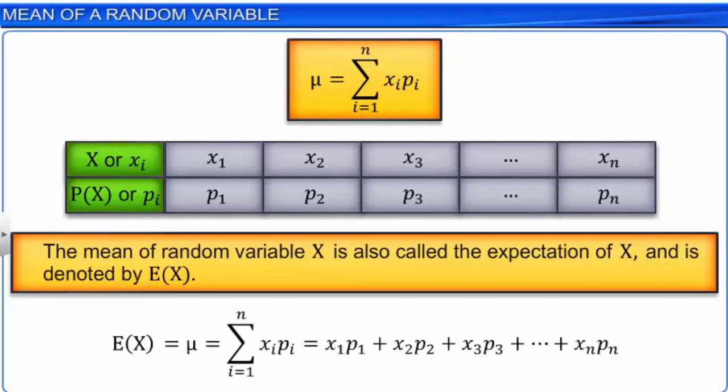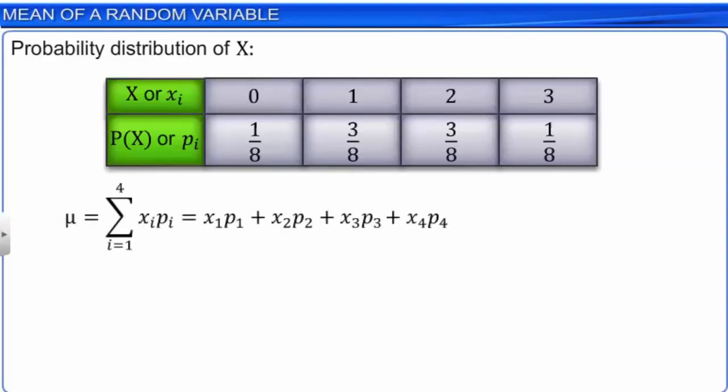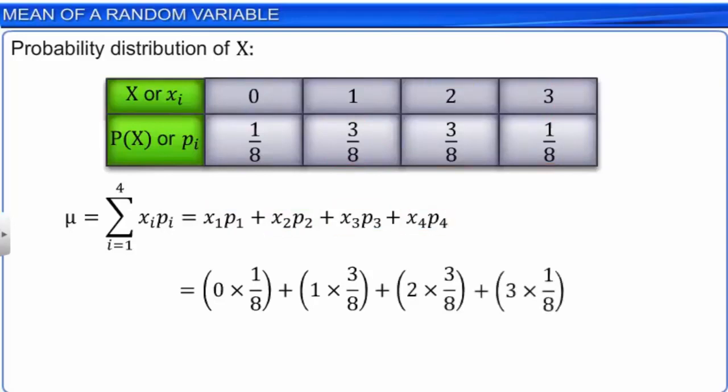Let's find the mean of x for the probability distribution that we arrived upon earlier. Now, the mean of x is equal to x1 into p1 plus x2 into p2 plus x3 into p3 plus x4 into p4. On substituting the values of x and their respective probabilities, we get the expression as shown. On simplification, we get 12 divided by 8. Hence, the mean of random variable x is 1.5.